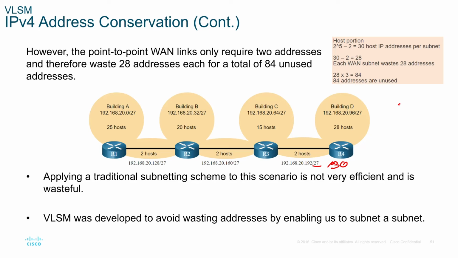In the last 2 bits of hosts, it could be 00, 01, 10, or 11. This is the network address. This is the broadcast address. And these 2 are our host addresses, which is precisely what we need for a connection that only has 2 ends.